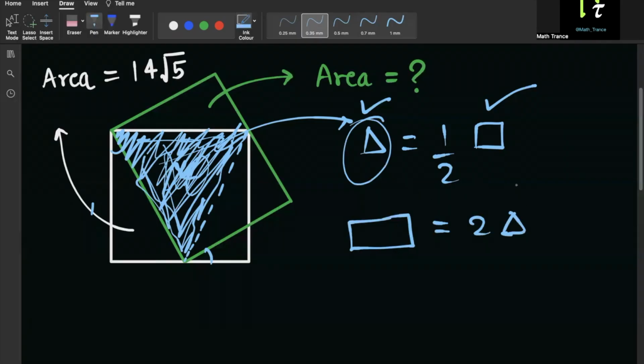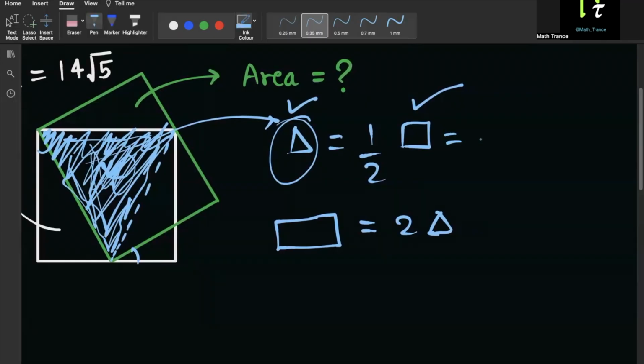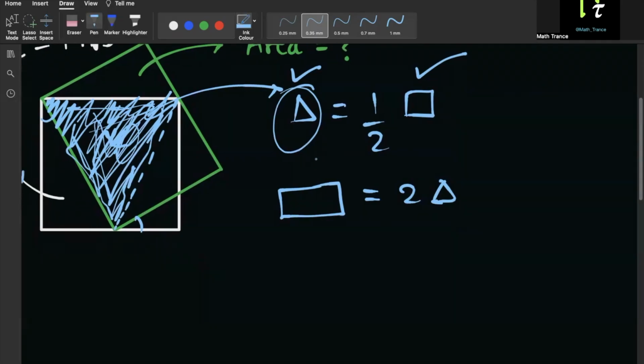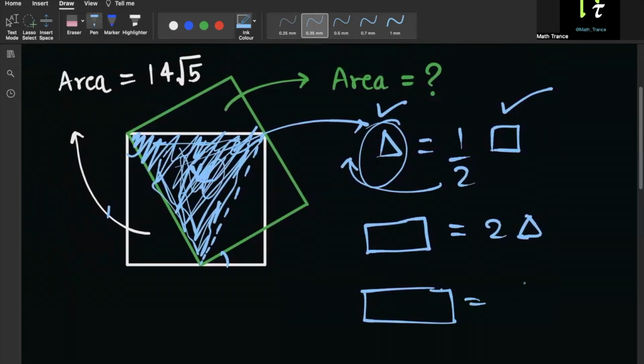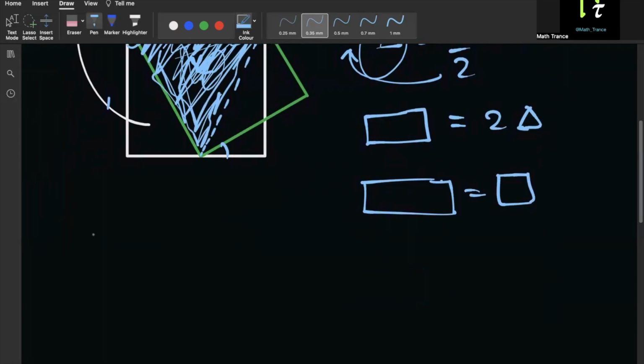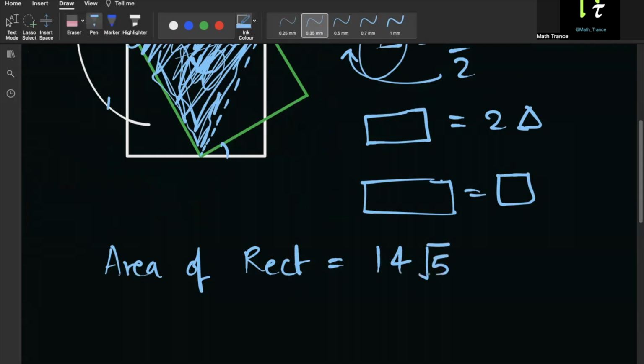So if you take this 2 to this side, then you get that the area of the rectangle is the same as the area of the square. And that's it. We have proved it. We have found out the area. The area of the rectangle is equal to 14 root 5 unit square, whatever the units are.